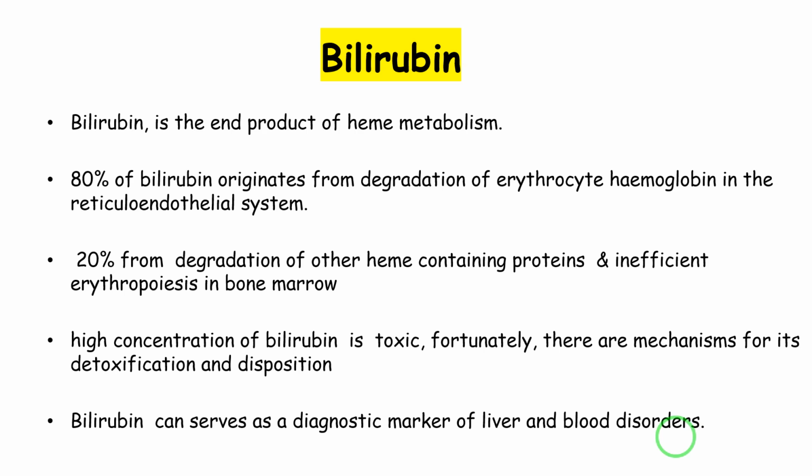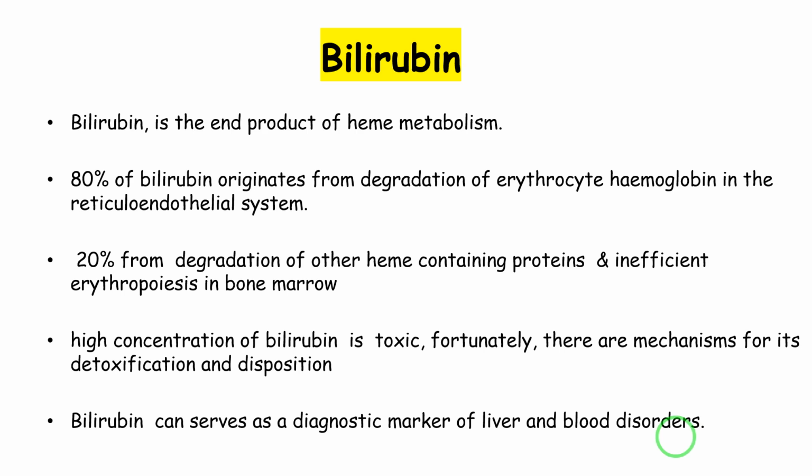From where do we get this bilirubin? We have two main sources. 80% of the bilirubin comes from the degradation of RBC hemoglobin after the lifespan has been completed, and 20% originates from other heme-containing proteins, for example myoglobin, and from ineffective erythropoiesis in the bone marrow. So as a result of this normal process, we will have the waste product called bilirubin, and the liver is the only organ that can deal with it and excrete it from the body.